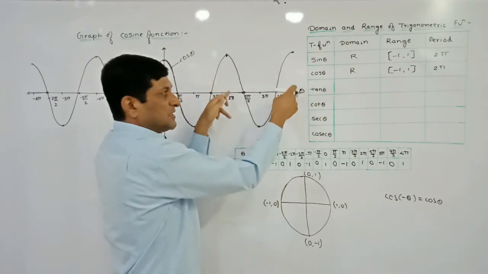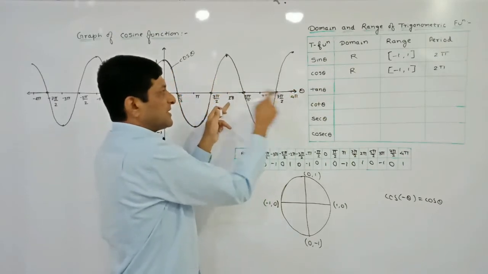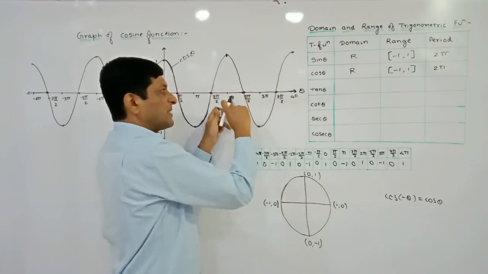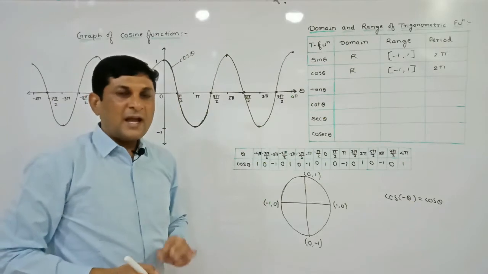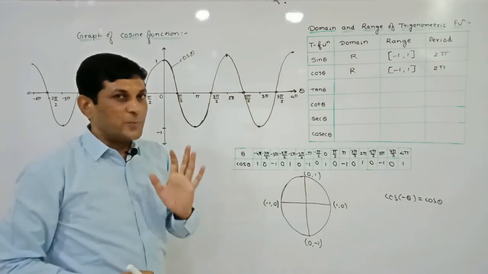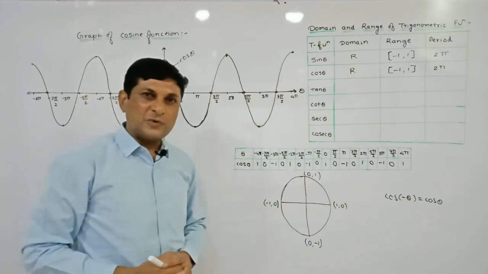To find the length of this interval, subtract 2 pi from 4 pi. 4 pi minus 2 pi is 2 pi. So we can say that the function is periodic and the period is 2 pi. The length of the fixed interval is equal to 2 pi.